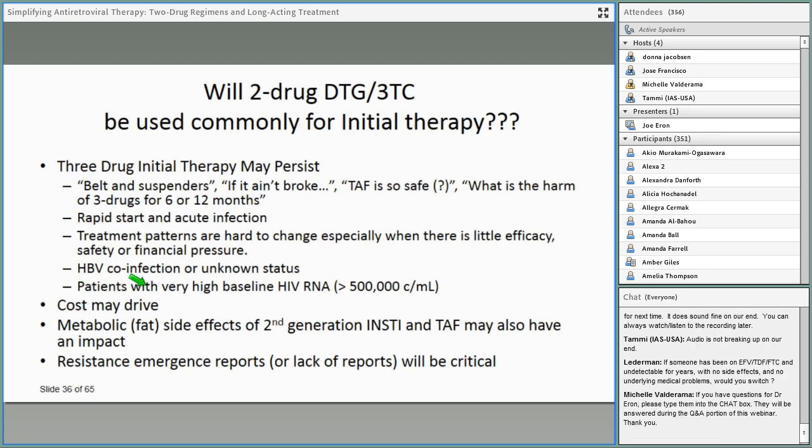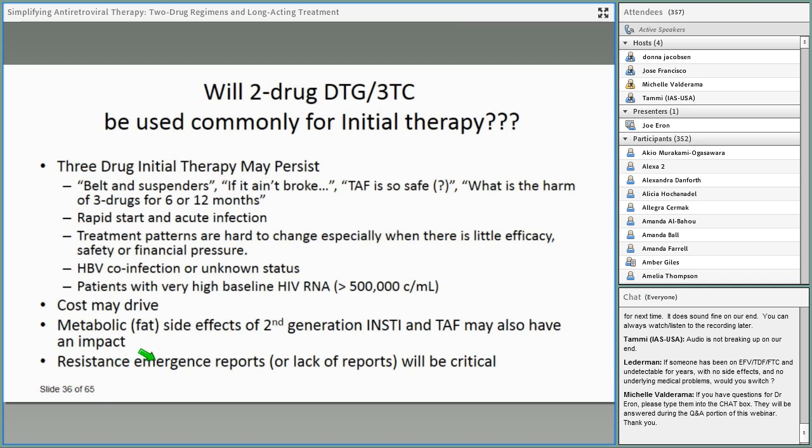And then again, while the package insert doesn't say anything about greater than 500,000, the DHHS guidelines do. There's an open question whether this fat gain might be less with Dolutegravir plus 3TC compared to Dolutegravir plus TAF-FTC. We don't know those data yet.